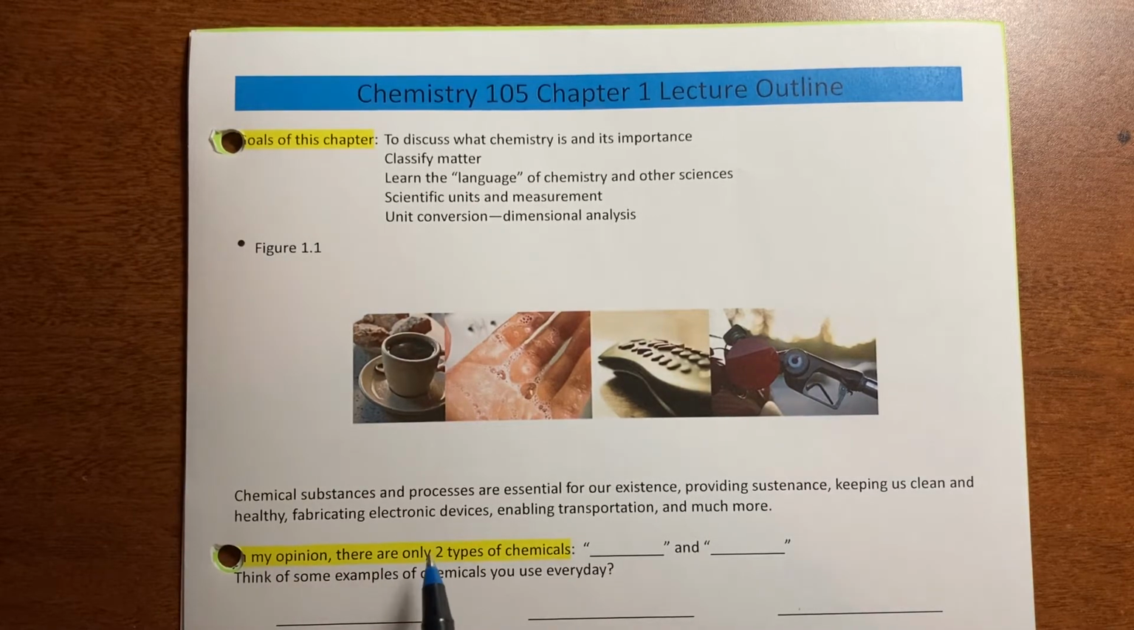Chemical substances and processes are essential for our existence, providing food, keeping us clean, healthy, making electronic devices, etc. Chemistry is literally everywhere in our world, and really the entire universe. But the laws that I'm talking about and the patterns that we see on Earth, pretty much as far as we know, would apply anywhere in the known universe. So they're universal laws.